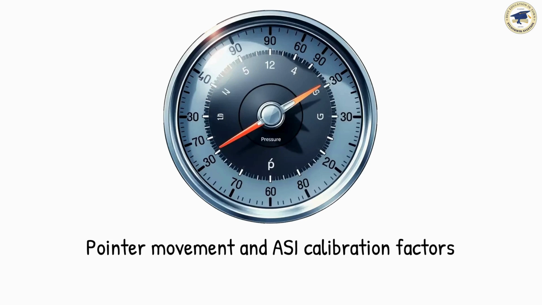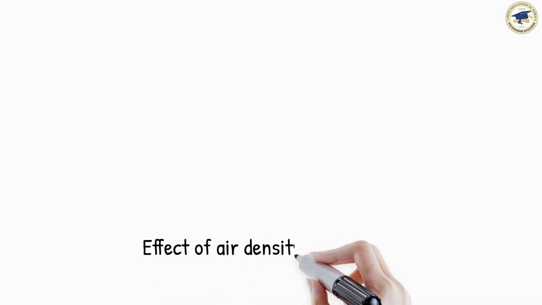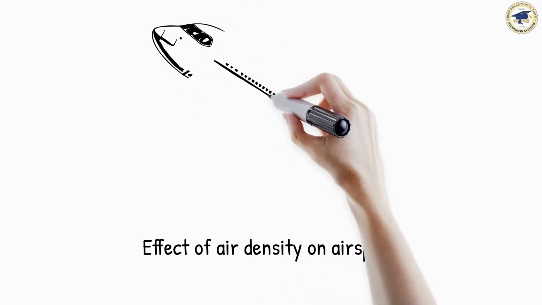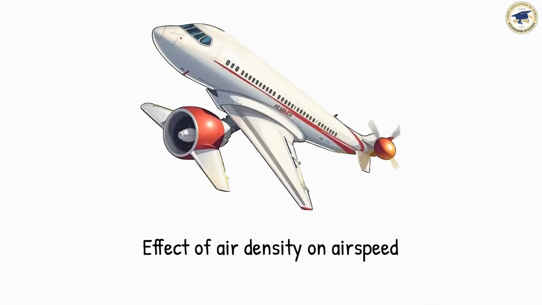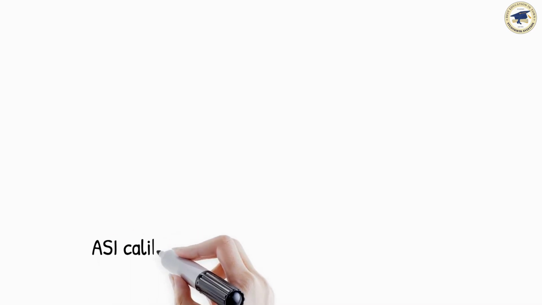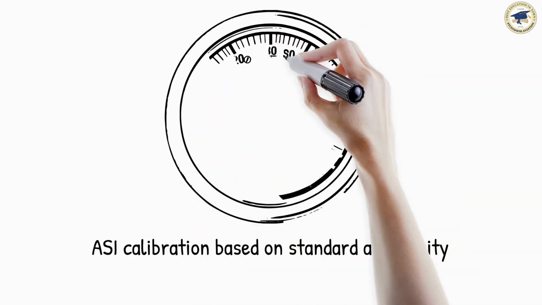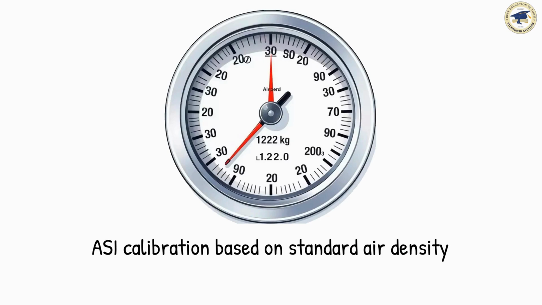Now let's talk about calibration. Although dynamic pressure is proportional to speed, it also depends on air density. Air density changes with altitude, temperature, and pressure. If the air is less dense, the aircraft must fly faster to produce the same dynamic pressure. But remember, the ASI only senses dynamic pressure, not density. This means the ASI can only show the true airspeed, TAS, correctly at the density it was calibrated for. And that density is 1.225 kilograms per meter cubed, which is the ISA, International Standard Atmosphere, sea level condition.